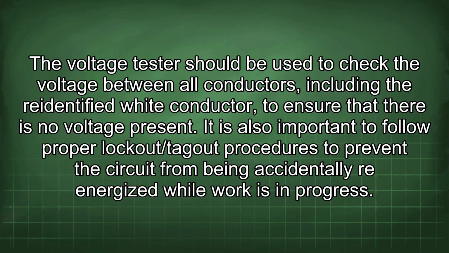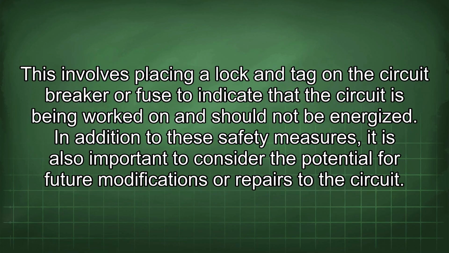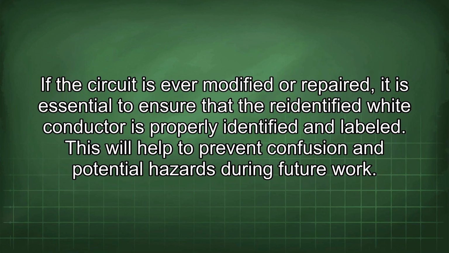It is also important to follow proper lockout/tagout procedures to prevent the circuit from being accidentally re-energized while work is in progress. This involves placing a lock and tag on the circuit breaker or fuse to indicate that the circuit is being worked on and should not be energized. In addition to these safety measures, it is also important to consider the potential for future modifications or repairs to the circuit. If the circuit is ever modified or repaired, it is essential to ensure that the re-identified white conductor is properly identified and labeled. This will help to prevent confusion and potential hazards during future work.